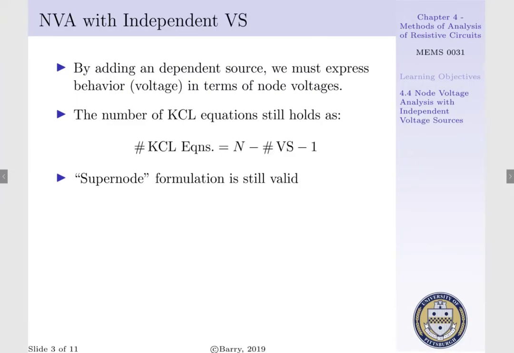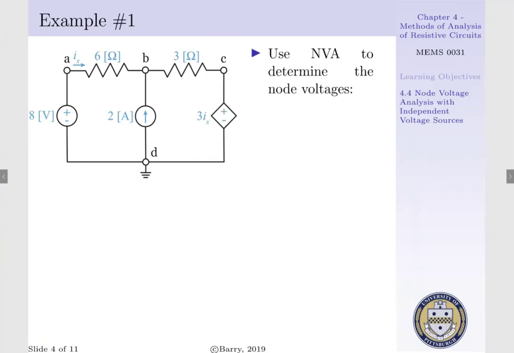By adding a dependent source, we must express the behavior of that source in terms of our node voltages. That is, our number of KCL equations still holds true, as the number of nodes minus the number of voltage sources minus unity is the number of KCL equations we must resolve. And our supernode formulation is still valid. That is to say, nothing changes with a dependent source added to our circuit when we are using node voltage analysis. To illustrate this, let's look at example 1.